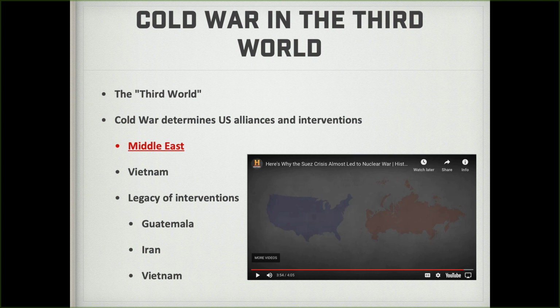Ultimately, Diem, fearing that he would not be the popular winner of an election, refuses to hold them. And ultimately, the U.S. also supports the South Vietnamese efforts to scuttle the elections. Again, using the Cold War as the dominant compass by which we determine our foreign alliances and foreign policy decisions. This leads the United States to support the rather unpopular Diem regime in South Vietnam.